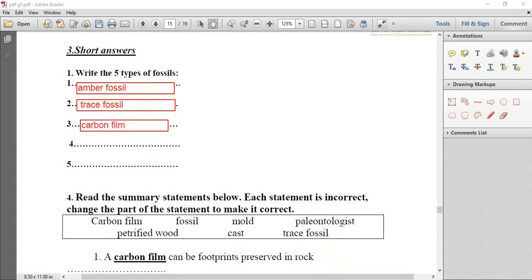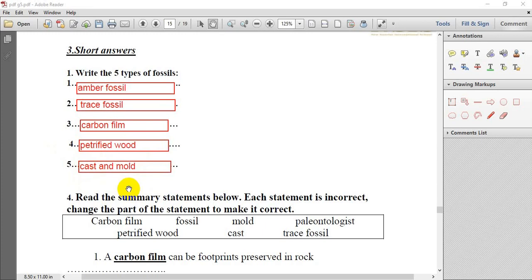Next. Number 3, carbon film. The carbon film is for very soft organisms, when they are kept between 2 rocks, they make a very thin layer called carbon film. Next one, petrified wood, and from its name, this kind of fossil is specific for trees and for wood of trees. When the wood falls down underground, by heat and pressure, it changes to rock, and this kind of fossil is called petrified wood. Number 5, cast and mold, and as we said, they fit together like pieces of a puzzle. Okay, so the 5 types of fossils again: amber fossil, trace fossil, carbon film, petrified wood, cast and mold.